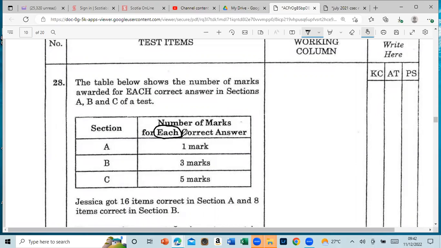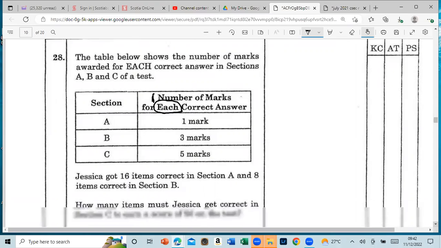Each means for every one question. Yes, sir. All right. So listen to what this says. Jessica got 16 items correct in section A and 8 items correct in section B. How many items must Jessica get correct in section C to earn 50 on the test? Go ahead and work that out. Read it carefully and answer it, all right?